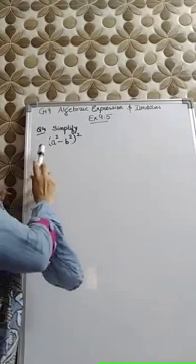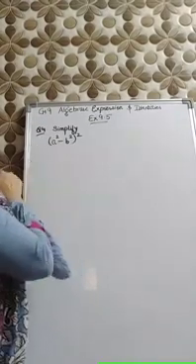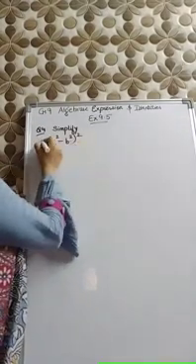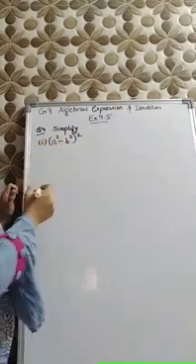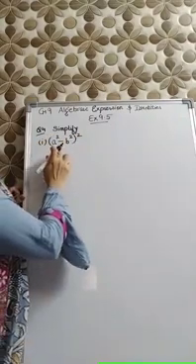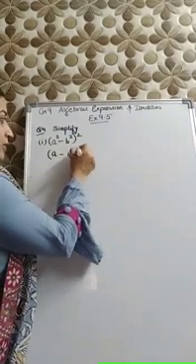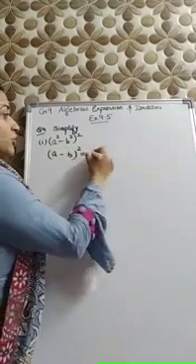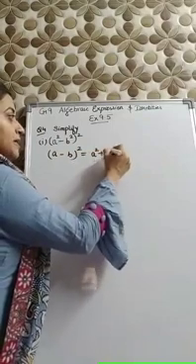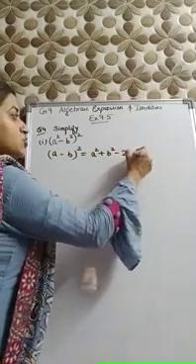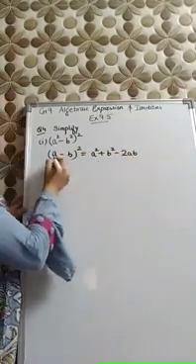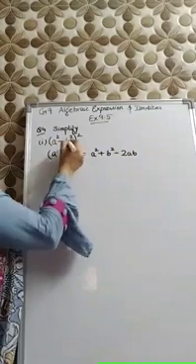Now start question number 4. This is the first part, (a² − b²)². You have to simplify it. Now let's compare this with the identity. This is your (a − b)². (a − b)² is a² + b² − 2ab. Value of a is a², value of b is b².